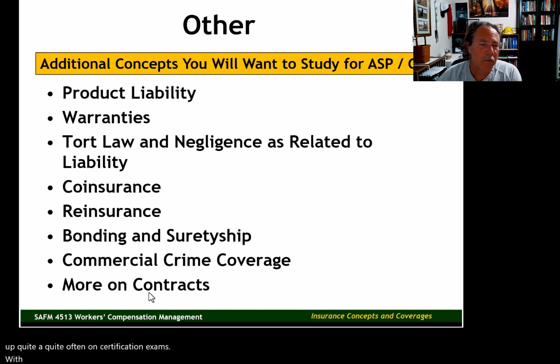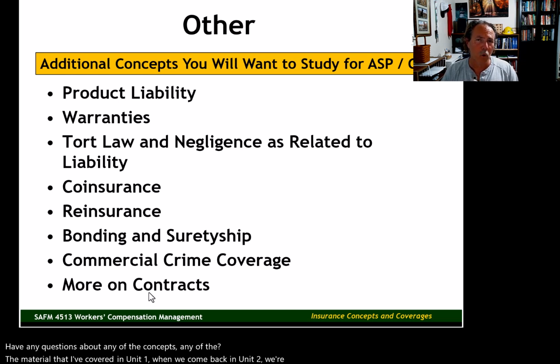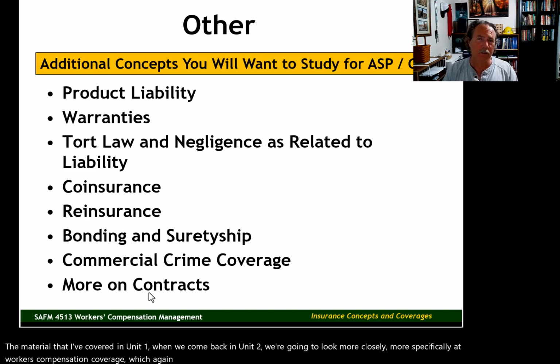With that, I'm going to go ahead and close the book on Unit 1. Do let me know if you have any questions about any of the concepts, any of the material that I've covered in Unit 1. When we come back in Unit 2, we're going to look more closely at workers' compensation coverage, which again is the focus of our class.